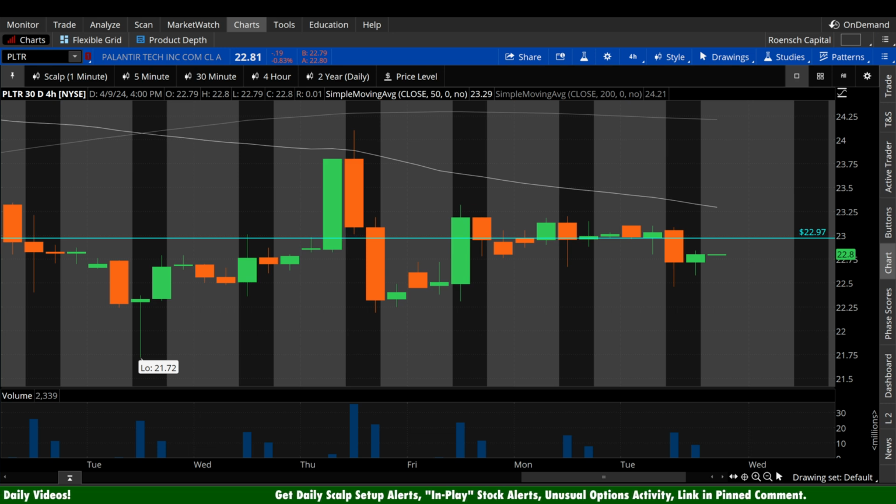My short-term goal here as a bull is to reclaim the 50 period, and then we can look to utilize the 50 period as kind of a trampoline to start pushing us up toward that gray line, which is the 200 period here on the 4-hour chart.